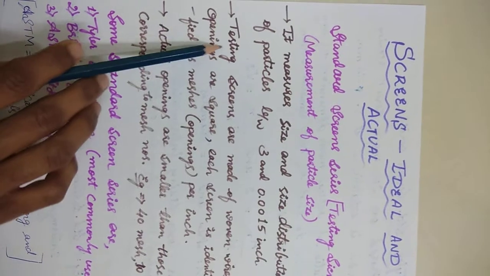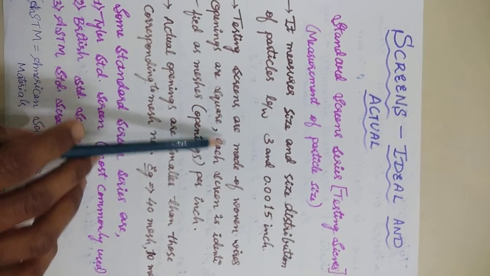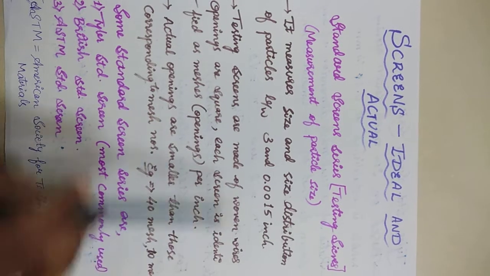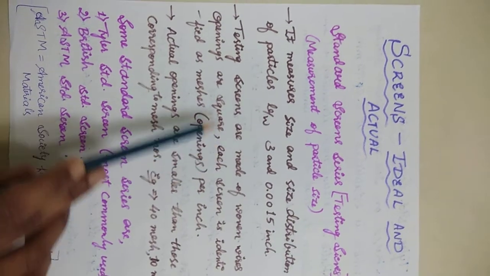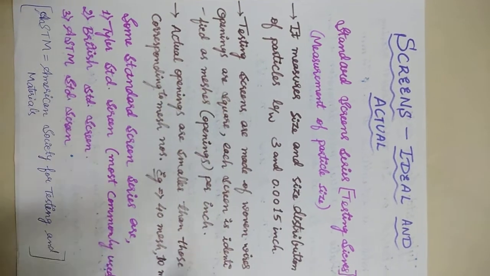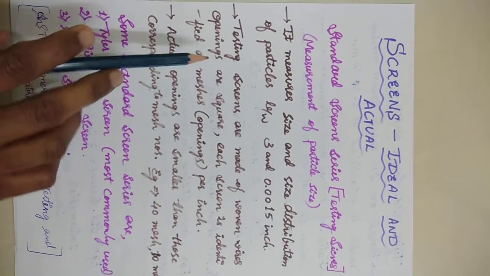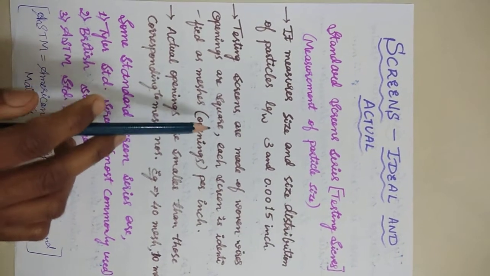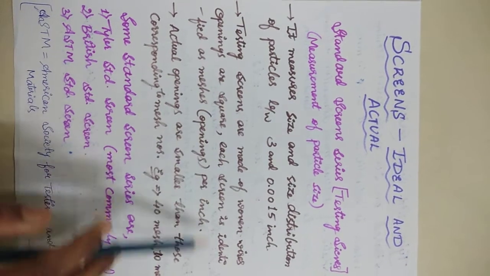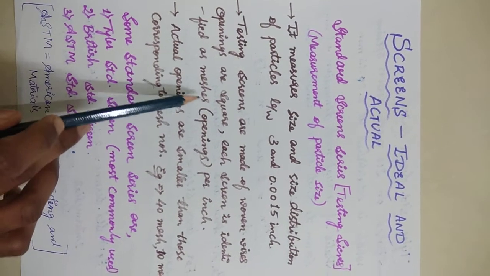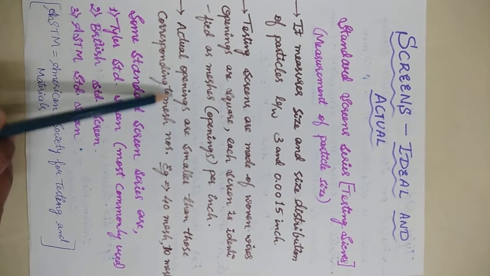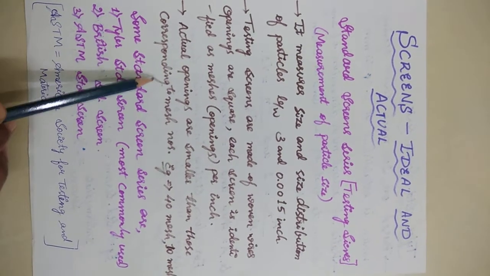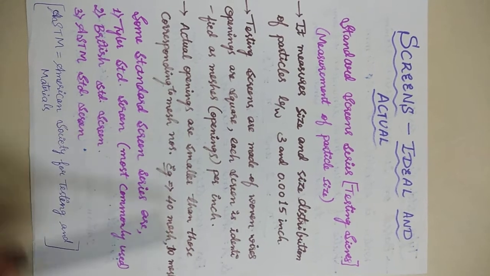Okay. So the testing screens are made of woven wires. These are woven wires. Okay, so these are the screens. They are like meshes. They are having openings that are square shaped. Okay, each screen is identified as meshes, that is openings per inch. So actual openings are smaller than those corresponding to mesh numbers.